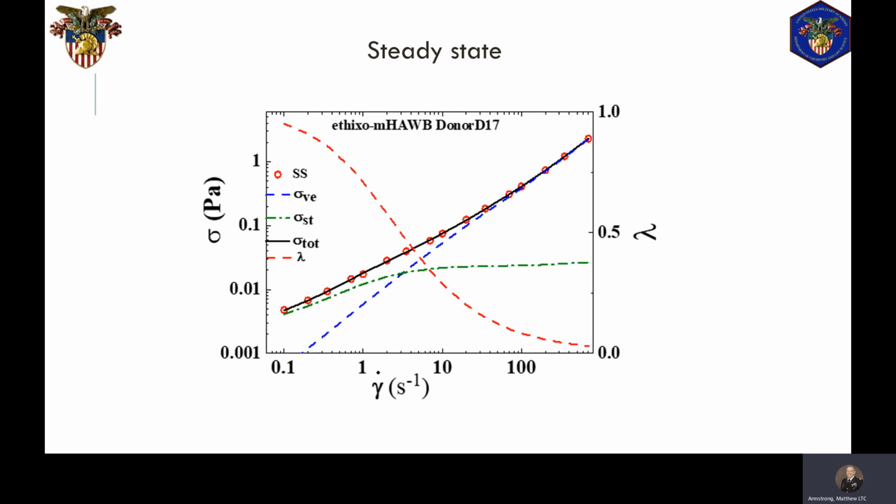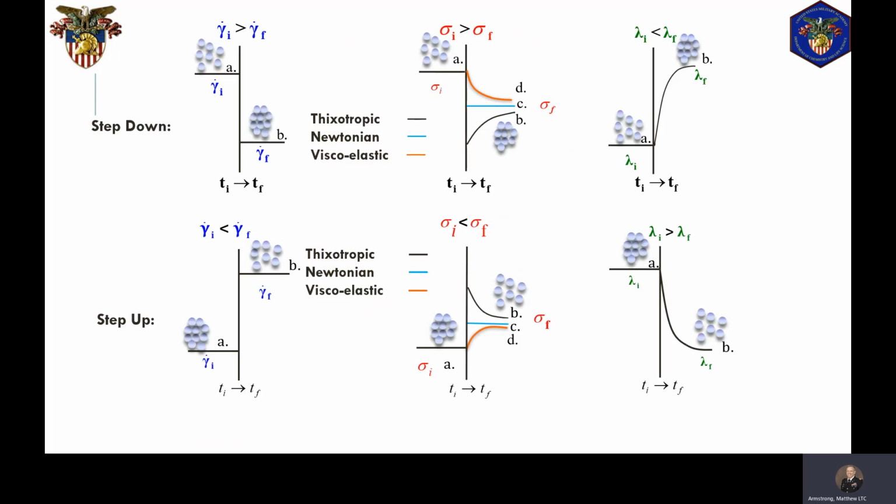All of our models today have the feature of allowing us to look at the elastic contribution to the stress, which is the green dashed line, and the total stress is black and the viscoelastic stress is the blue. These are the step down and step up experiments whereby we begin to fit the transient parameters, on the top part of the slide.